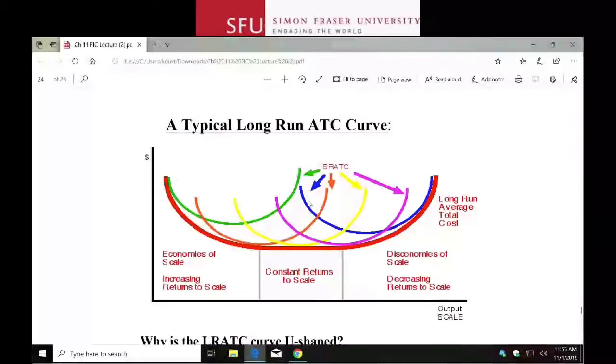All right, so what we have to do is talk about the shape of the curves now. So the long run and the short run curves have a similar shape. Now I'm going to make this one a short run, and then I'll make this one a long run. So both are what we call U-shaped, but for different reasons.